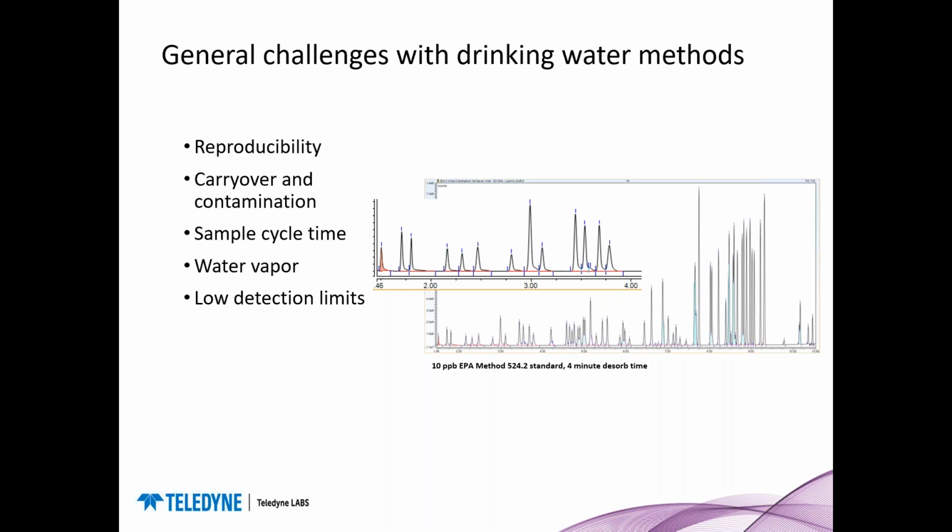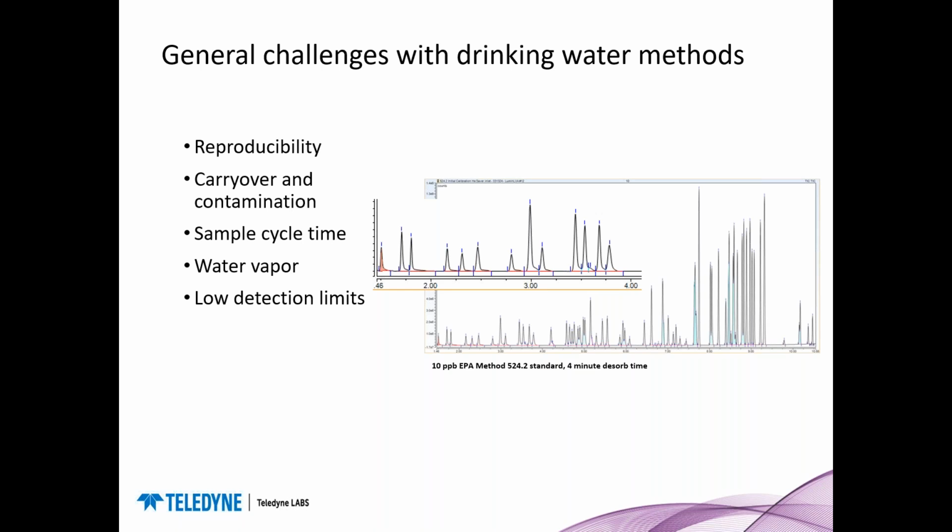The sample cycle time. So especially if you're a contract laboratory, where the more samples that you can run within a shift or within an analysis batch, the more profitable you can be. So running efficient purge parameters and GC oven profiles helps run more samples per hour. And that moisture control, that water vapor.